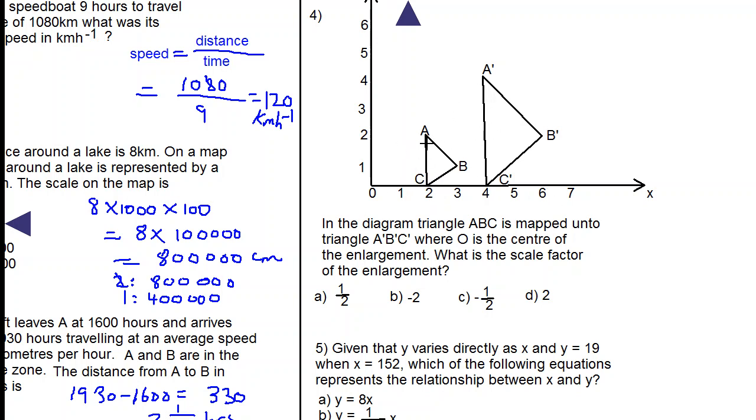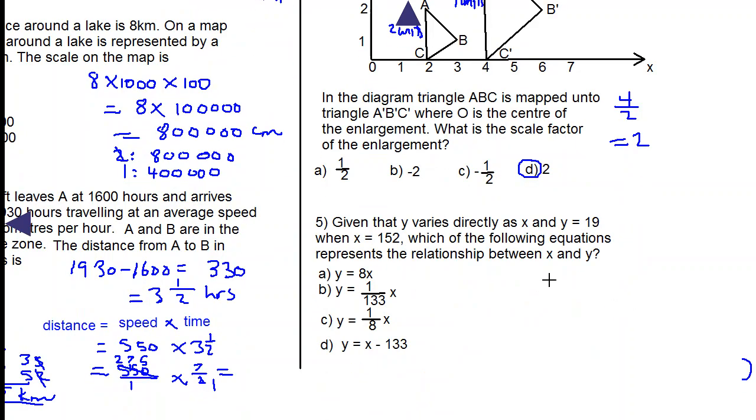That's what we want to find out. So AC has a length of 2 units. So this is 2 units long. A prime, C prime has a length of 4 units. So I can see that I multiplied 2 by 2 to give 4. Therefore the scale factor of the enlargement would be 4 divided by 2. 2 into 4 is 2. Our answer is D. Let's move on to number 5.